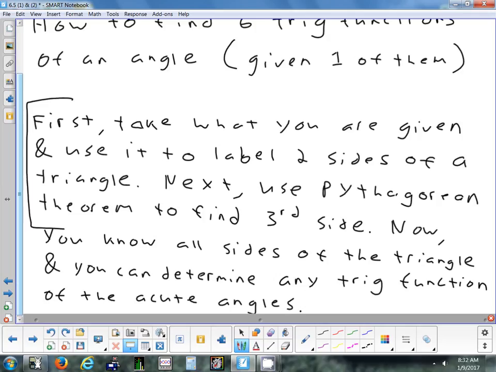So in terms of writing stuff down, that's really all you need to write. Once you do that, then I'm just explaining what the situation is now. You know all 3 sides, and then you could find any trig function you want. They could give you any one of the 6 trig functions to start with. But they got to give you at least one of them.